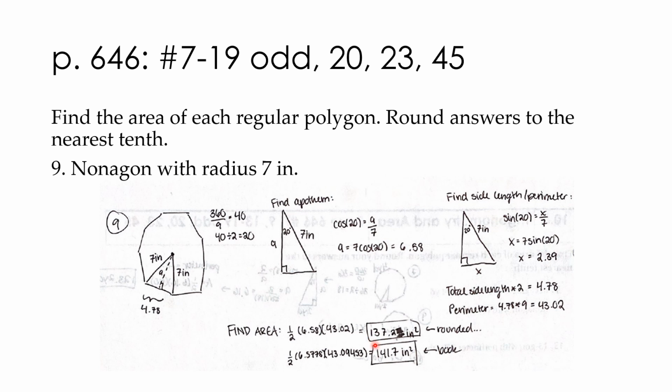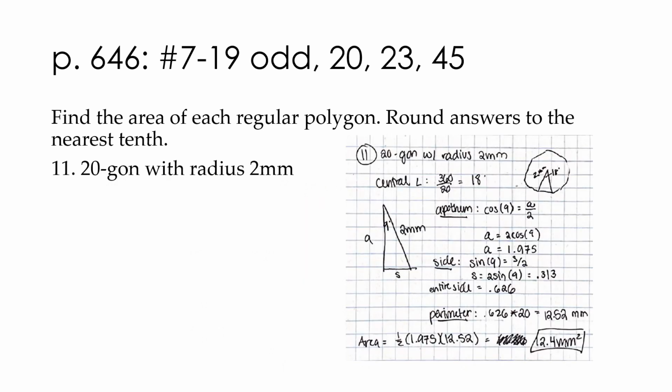So I got 137.2 inches squared. So that's using rounded numbers. What I noticed in the book, even though I literally said this on just the last problem, was that they actually use the unrounded numbers. So the book is not being very consistent with their answers here. And you'll see there's quite a difference between using the rounded numbers and using the unrounded numbers. So again, as long as you're in the ballpark, you're good to go.